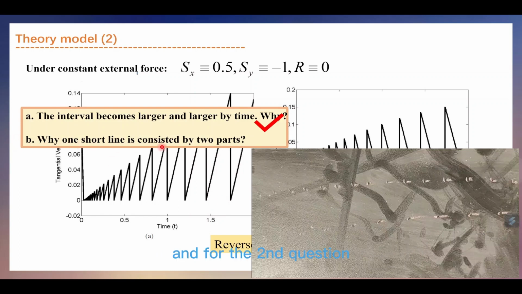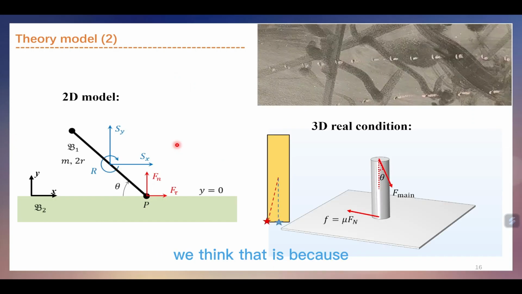And for the second question, we think that it is because the chalk is not ideally aligned but has a limited width, which in fact causes two contact points.